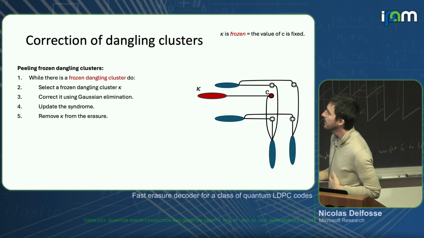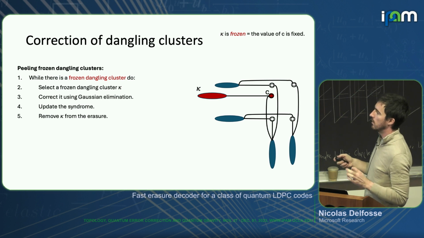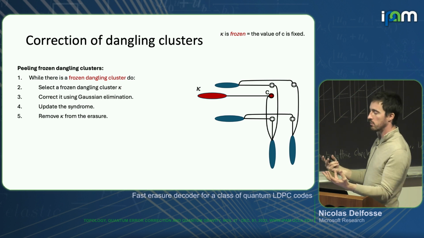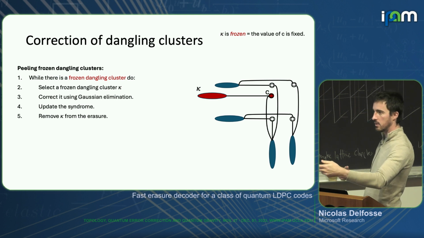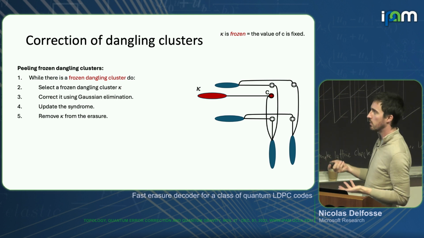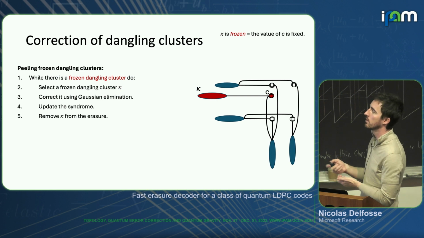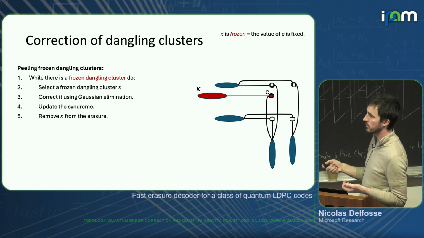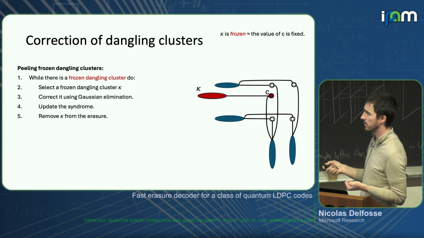And now, let's adapt our peeling decoder. So what we did with the surface code: select a dangling check, use it, select a dangling check, use it, until we are stuck. We can do it here at the level of clusters. So we're going to look at frozen clusters, and while there is a frozen cluster, we select it, run Gaussian elimination in this small cluster of size at most square root of n, and we update the value of the syndrome here, the value of C, and we remove this part from the erasure. So we can correct a dangling cluster if it's frozen.